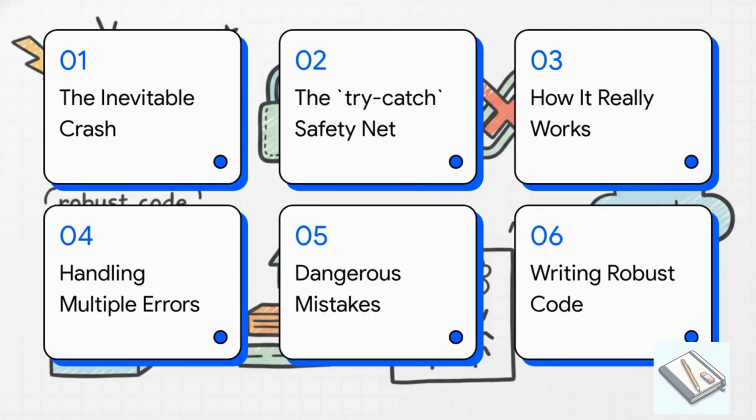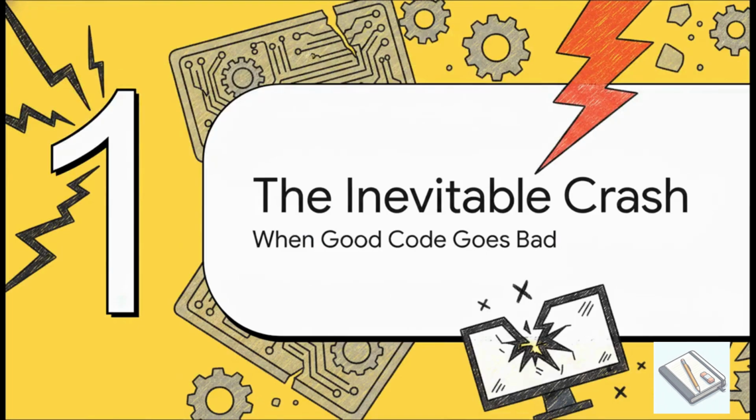So here's the game plan. We'll start by looking at why programs crash. Then we'll introduce the try-catch safety net. We're gonna peek under the hood to see how it really works, tackle what to do when you have multiple errors, and this is a big one, cover the common and dangerous mistakes you have to avoid. All of this will lead us to the holy grail, writing truly robust code. Let's get into it.